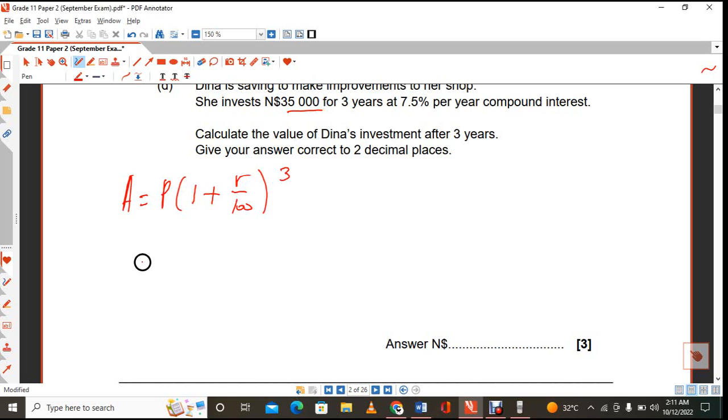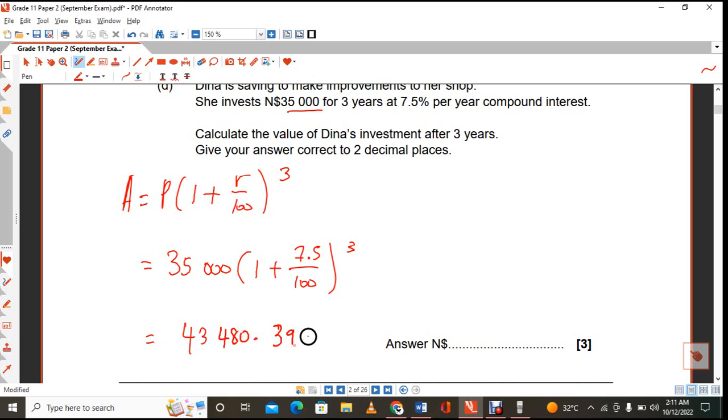Of course, you can also use different methods as long as you find what the amount is. That's going to be just some calculator work for you, and you can go ahead and punch it in there, and you should get something like 43,480.39063. The question says give your answer to 2 decimal places, so that becomes $43,480.39.